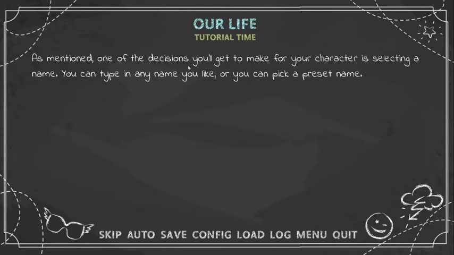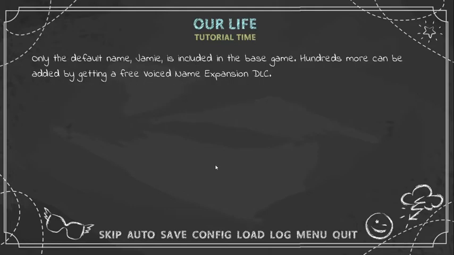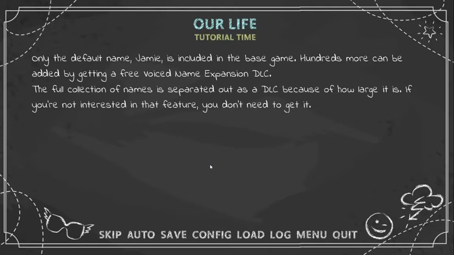As mentioned, one of the decisions you'll get to make for your character is selecting a name. You can type any name you like, or you can pick a preset name. Preset options are called voice names because the name will be voiced aloud by the romantic lead. You'll get to hear him say your name as you play through the story. Only the default name, Jamie, is included in the base game. Hundreds more can be added by getting a free voice name expansion DLC.